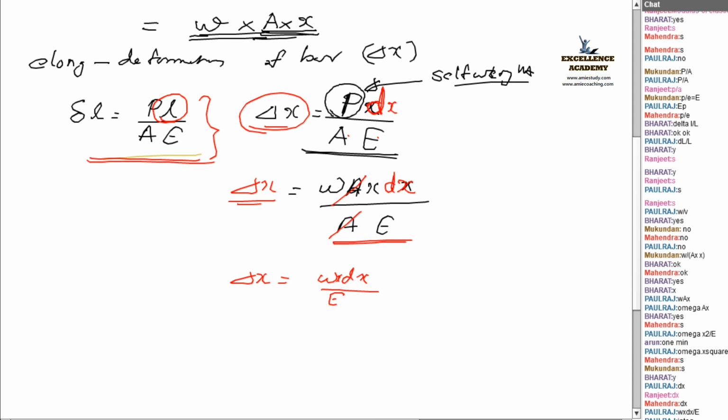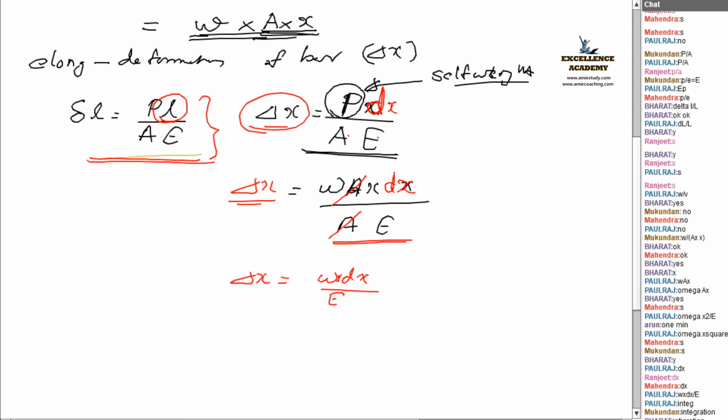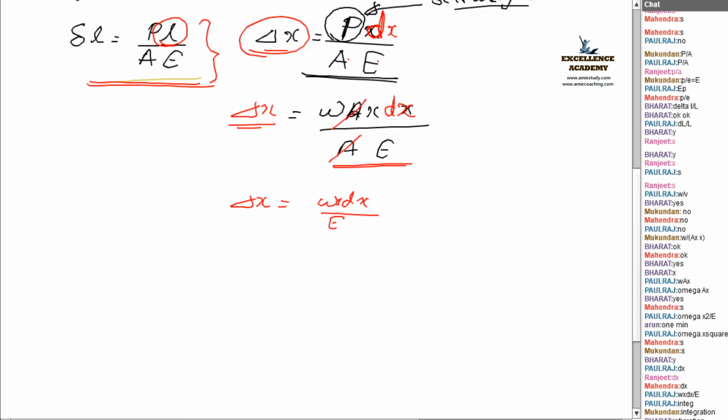Which mathematical operation can we do? Yes, by integrating it from 0 to L. That is, delta L can be found by integrating from 0 to L, W x dx by E.